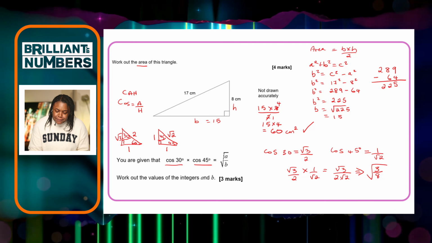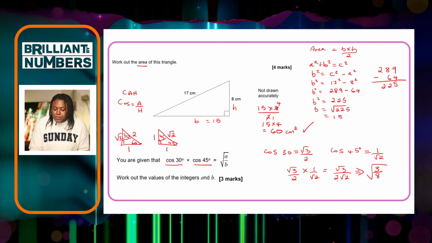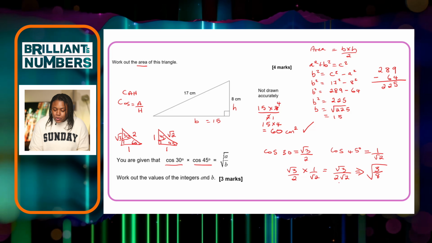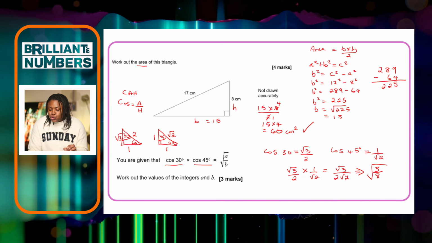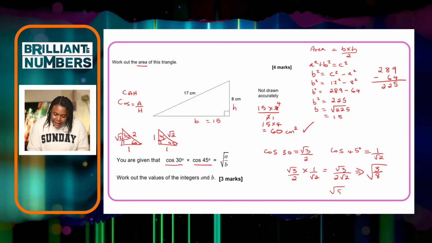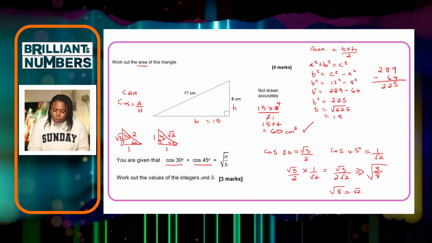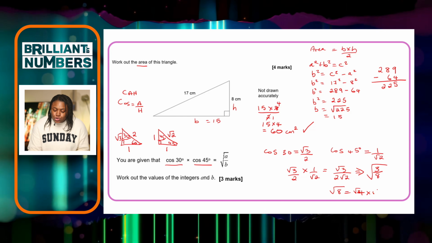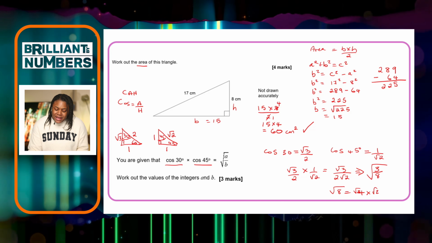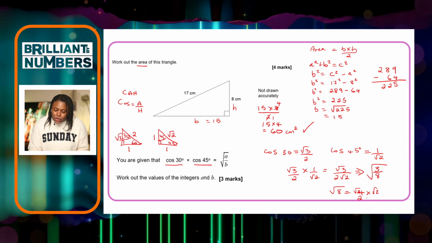So let's do that again. This came from something that was simplified. To get 2 root 2, that was root 8 being simplified, because root 8 is equal to root 4 times root 2. So when we simplify this root 4, we got 2 and we got root 2 here.